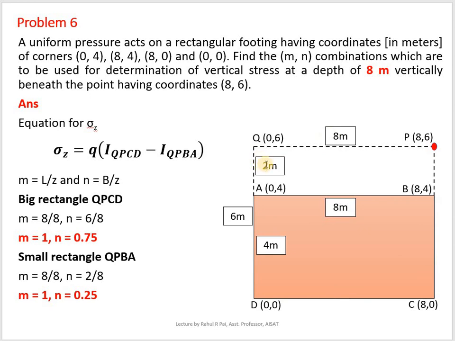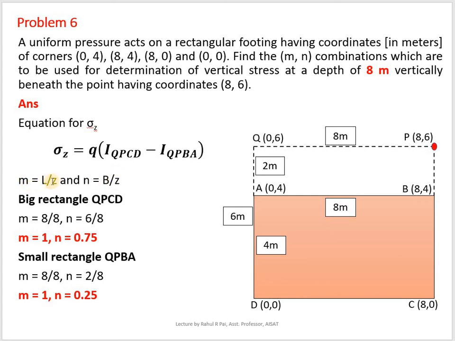So now how will you find the stress from the equation? So അത് equation എഴുതണം. എന്നാൽ മാത്രമേ നിങ്ങൾക്ക് എം എൻ എങ്ങനെ കണ്ടുപിടിക്കാൻ പറ്റുമെന്ന് മനസ്സിലാവുള്ളൂ. So the stress at this point is the intensity q into I of this big rectangle, that is I of QPCD, minus I of this blank rectangle where there is no loaded area, that is I of QPBA. So how will you find I of QPCD from the M and N?